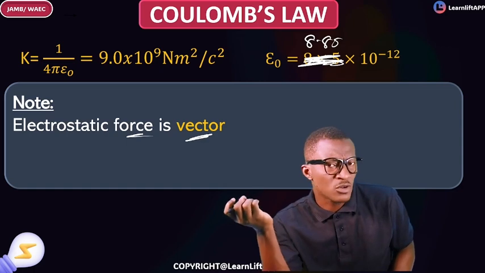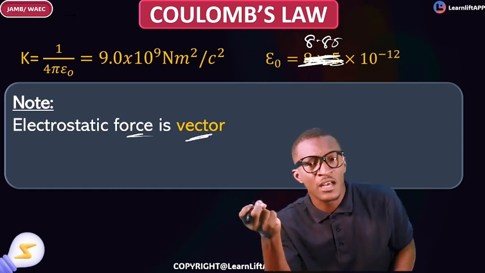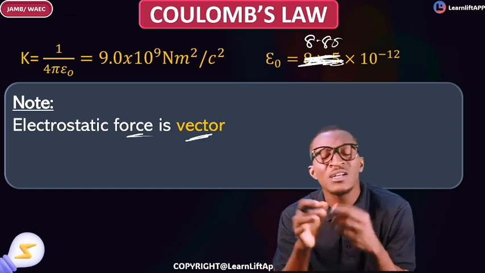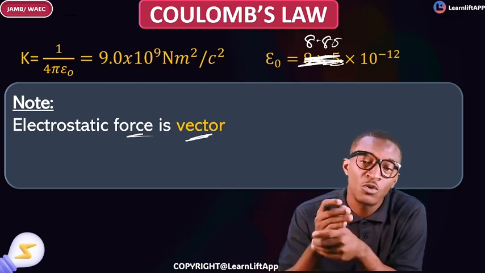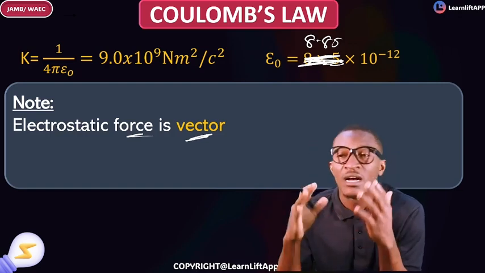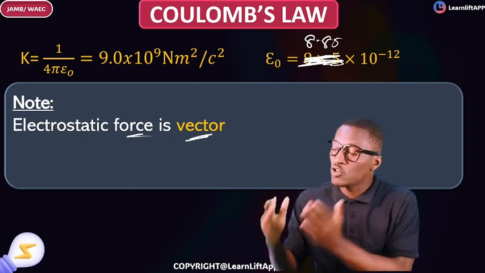Now, if they are vectors, it means they have magnitude and direction. And because they have magnitude and direction, take note that electrostatic force obeys the law of superposition. What does the law of superposition mean? It states that the net force is equal to the sum of the individual forces.